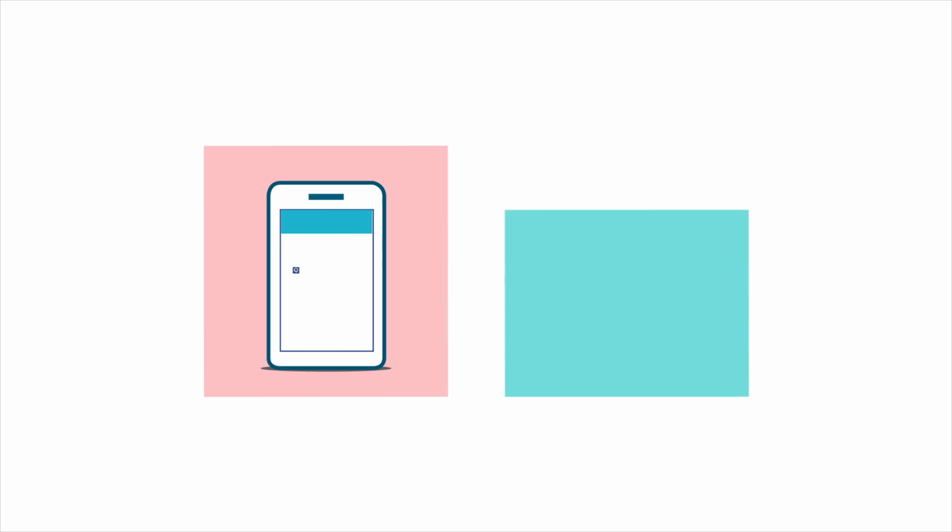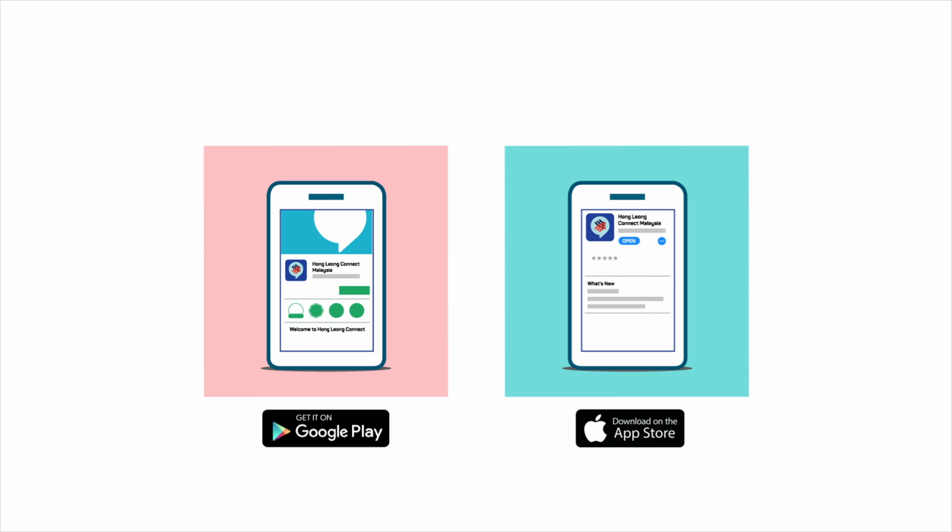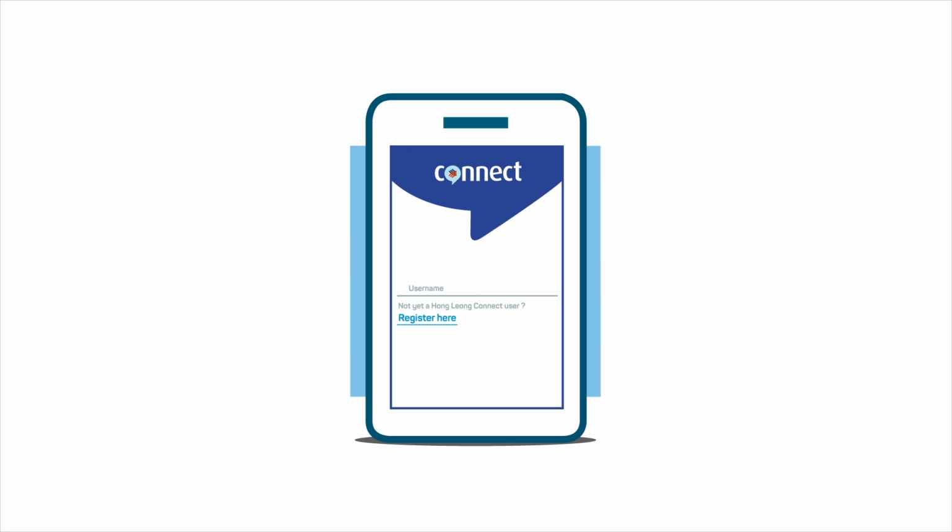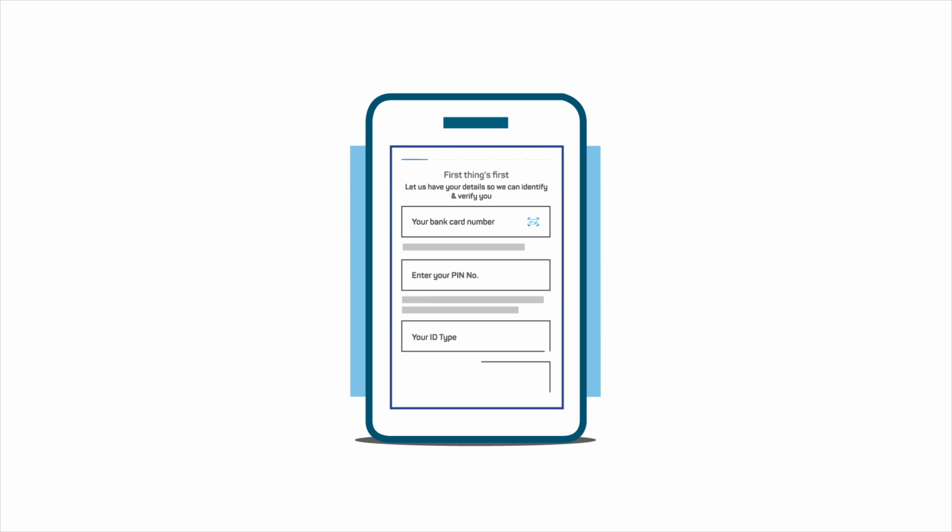Not at home? Don't worry. You can now register through the Connect app on your phone. Download Hong Leong Connect Malaysia app from the App Store or Google Play Store. Launch the app. Click on the Register Here link at the pre-login page. Be sure to have your card number and PIN ready before you start. Follow the step-by-step instructions to the end.